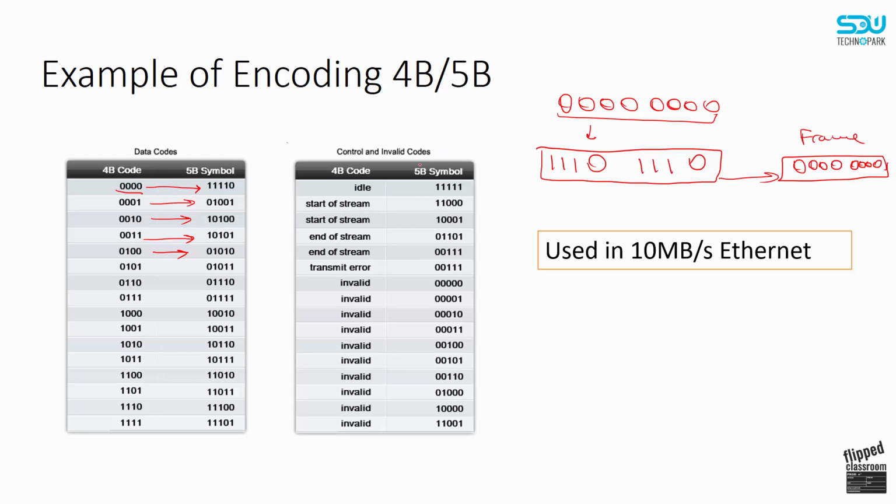Well, and also we have some control and invalid codes. They look like this. So if a device receives such a combination of the bit code, it means that this is idle. The start of stream, like at the start of the frame, and end of stream. And some of them are invalid, they are not used. And transmit error bit codes are represented like this.